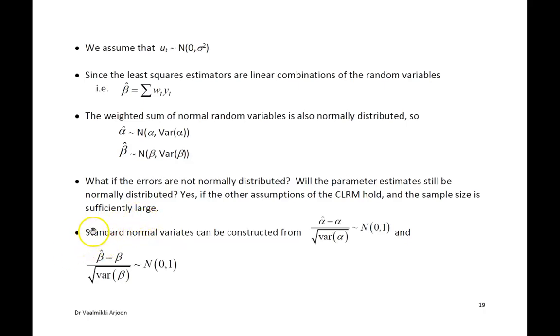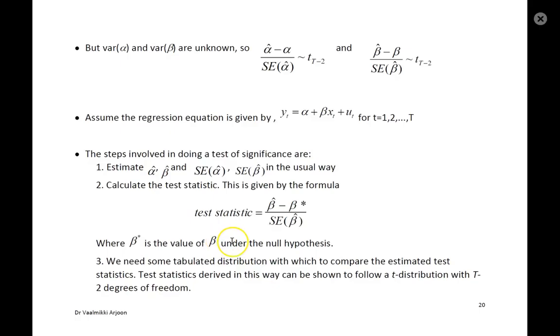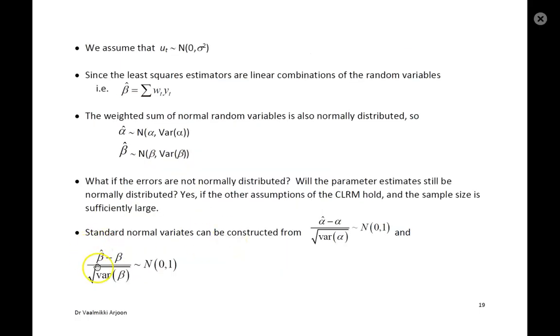So the standard normal variates can be constructed from alpha hat minus alpha divided by the square root of the variance of alpha, which is normally distributed with a mean of 0 and a variance of 1. And similarly, you have beta hat minus beta divided by the square root of the variance of beta, again normally distributed with a mean of 0 and a variance of 1.